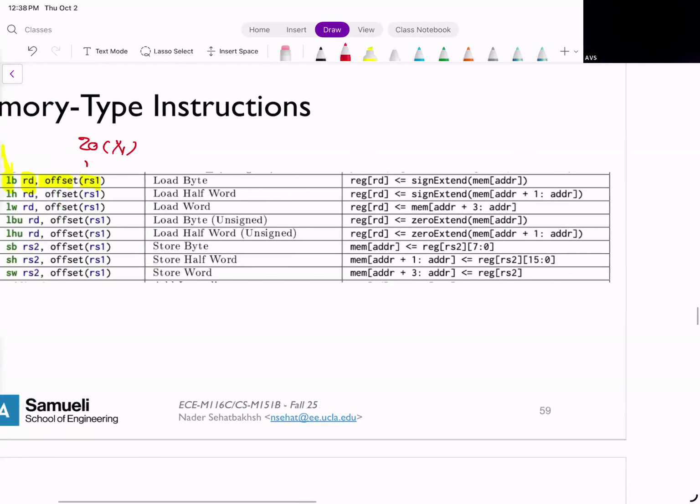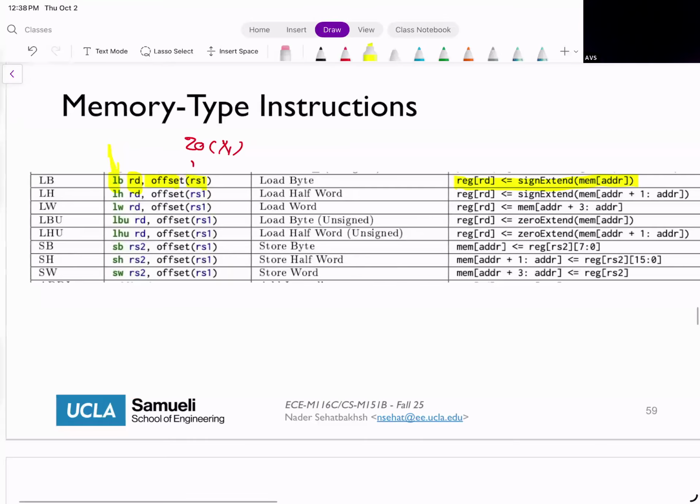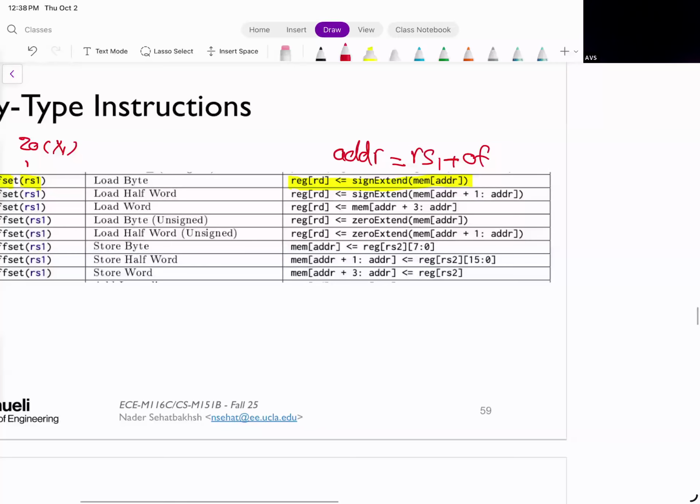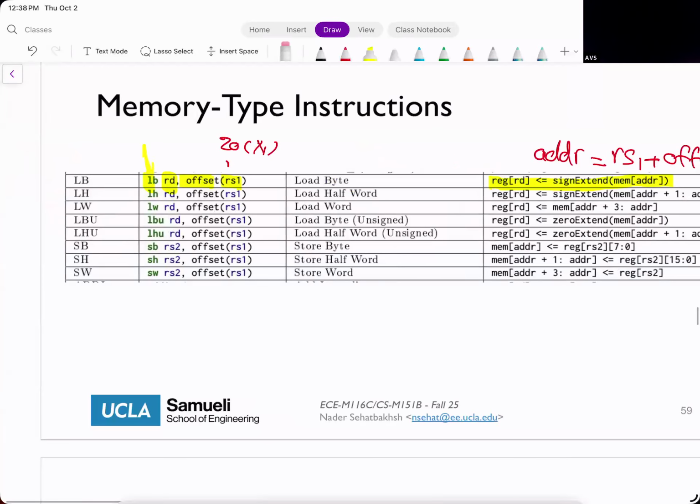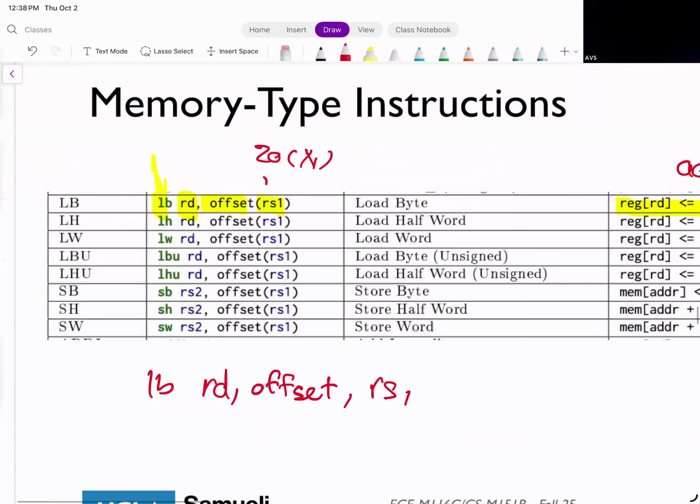So basically, this is the mathematical equivalent of that, okay? We take the address, and address is basically RS1 plus offset, okay? So we show it this way. Sometimes we also show it this way, okay? So if you see this, this is the same thing. RD, offset, comma, RS1. So this is also possible syntax. This is also a correct syntax, okay? We typically show it this way. So we put a parenthesis to show that this is the base, this is the offset. Yes?